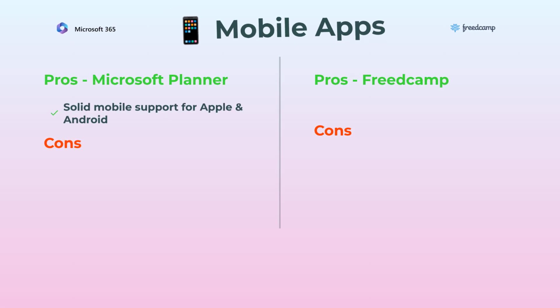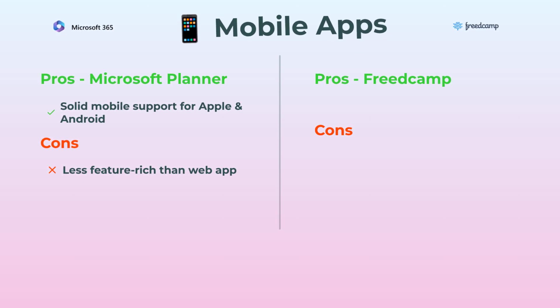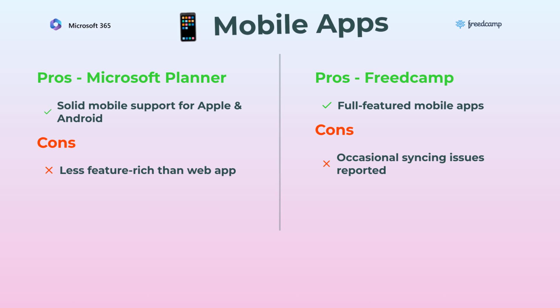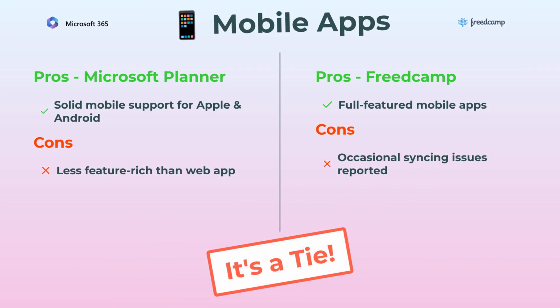Last up, mobile apps. Planner keeps up with both iOS and Android, and for most simple stuff, you're covered. But if you want all the bells and whistles, you might miss how the web version feels fuller. With Freedcamp, their mobile apps are packed with features, which is honestly impressive, but sometimes there are those annoying sync issues. Overall, both are reliable, but neither is totally flawless here, so let's call this one a tie.